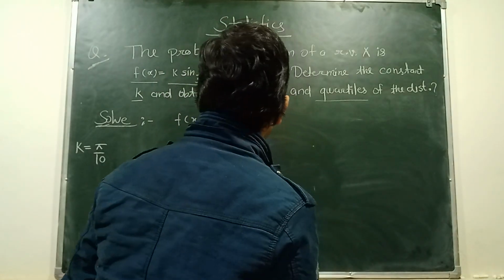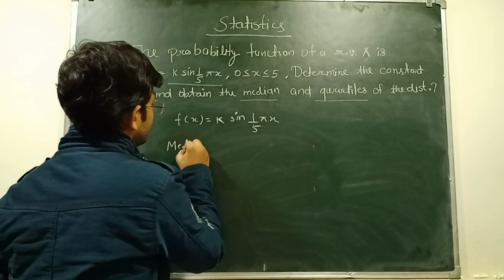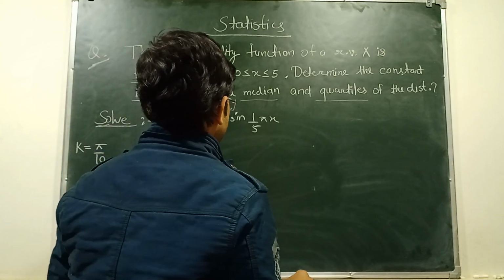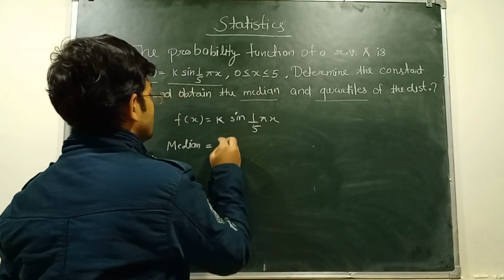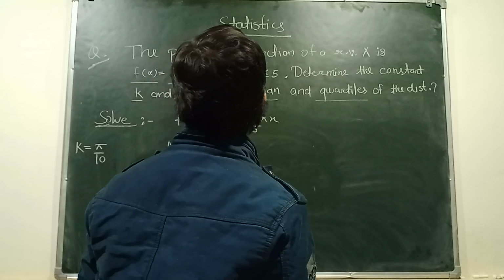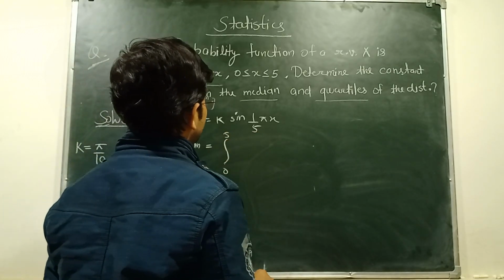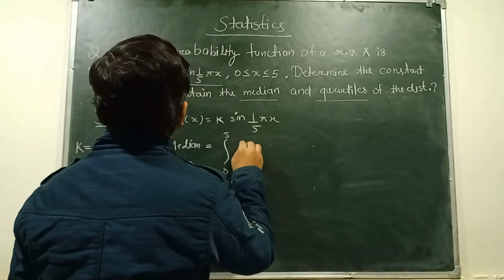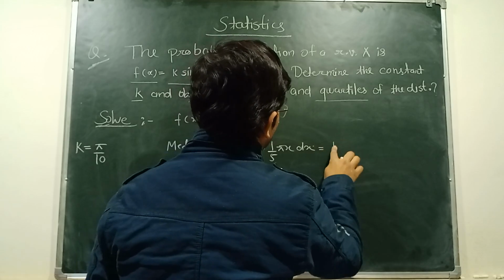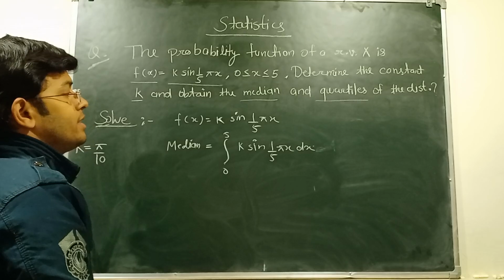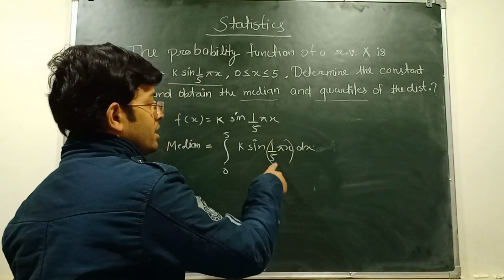Now the value of median is equal to, because we are given the limits 0 to 5, in this case we can write limits of 0 to 5, k sine 1 upon 5 pi x dx equal to 1 by 2. Here you see the value of median is 0 to 5 k sine 1 upon 5 pi x, and again we change the value of this term into y.